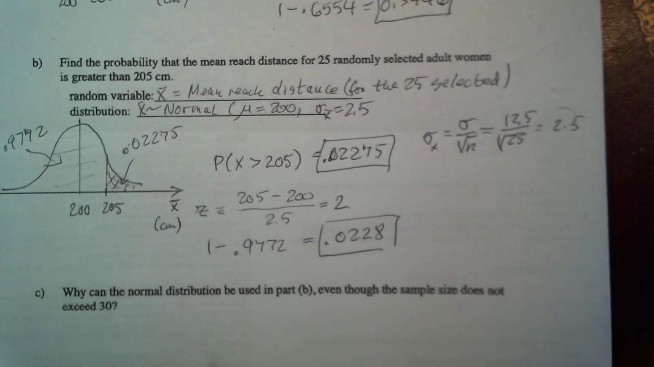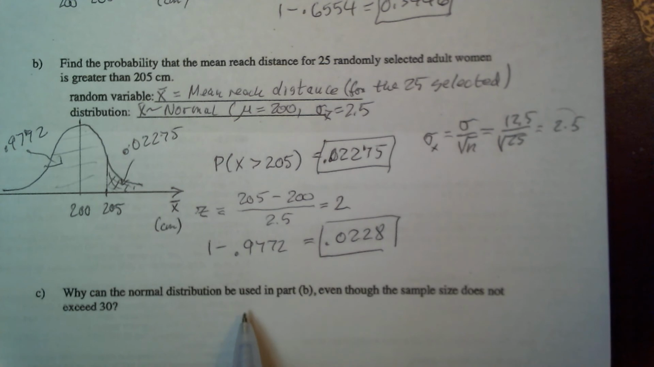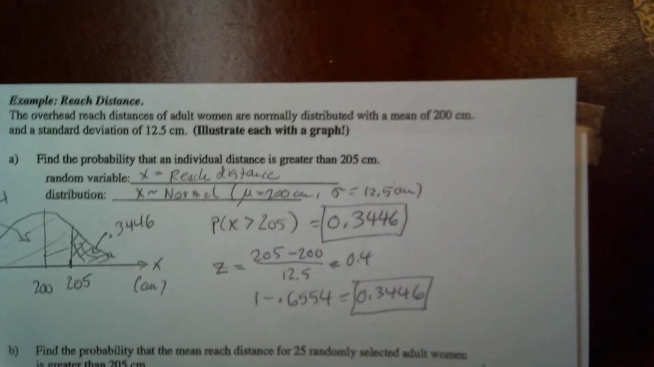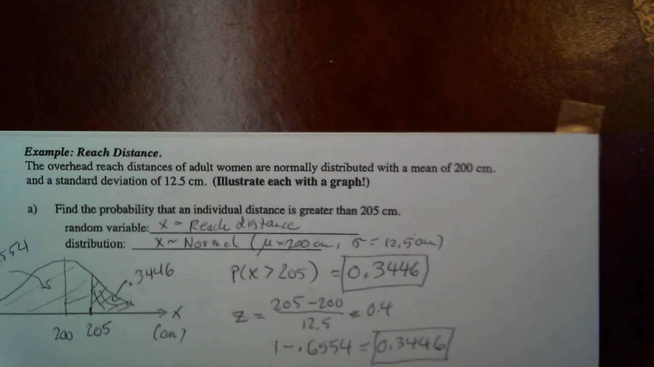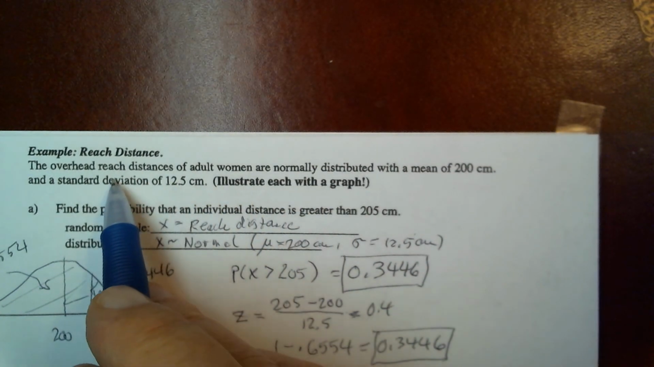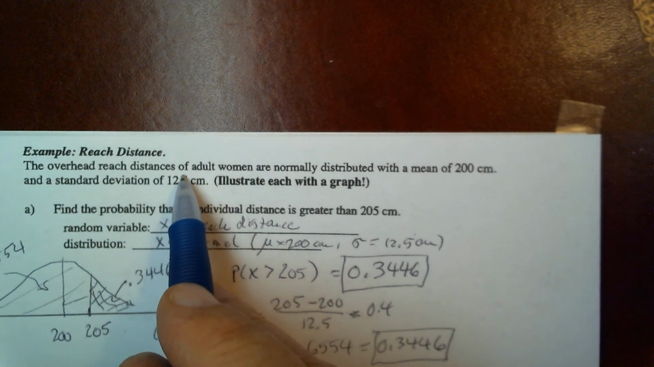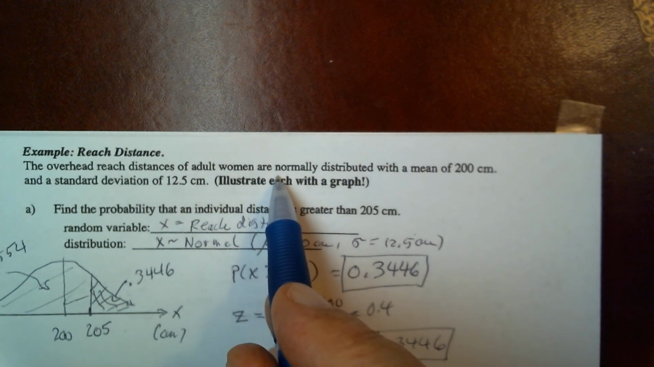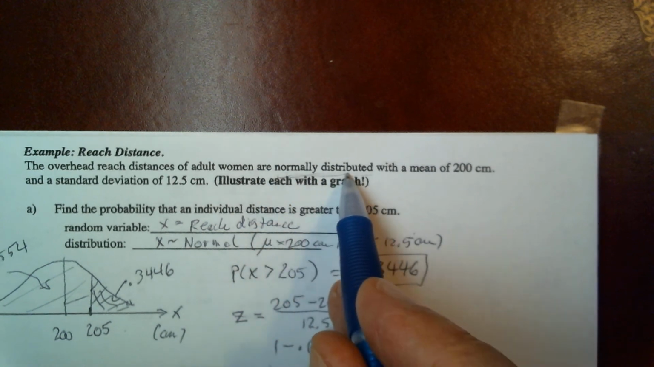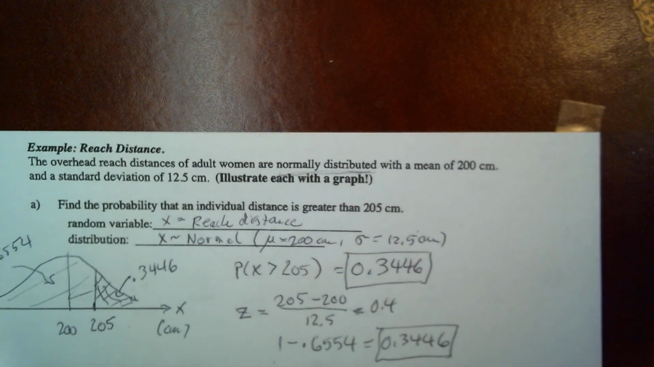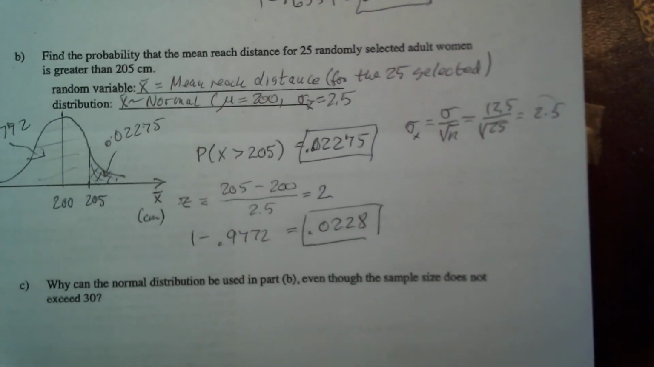The last question is, why can the normal distribution be used in part B even though the sample size does not exceed 30? Well, that is because the problem statement originally says that the overhead reach distance of adult women is normally distributed. So here it is, it's normally distributed. And in that case, that works for any sample size.